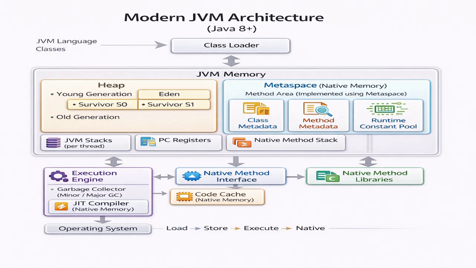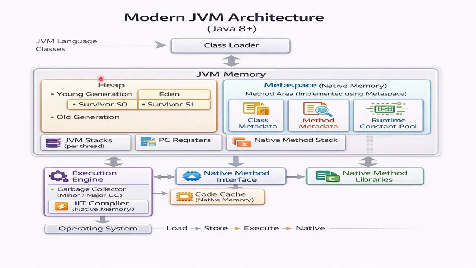Before we go deep into individual parts, I want you to see the JVM as a complete system. At the top you can see the class loader. This is the entry point. Every .class file, every Java feature first passes through here. Now let's see the middle section, JVM memory. This is where most developers get confused.